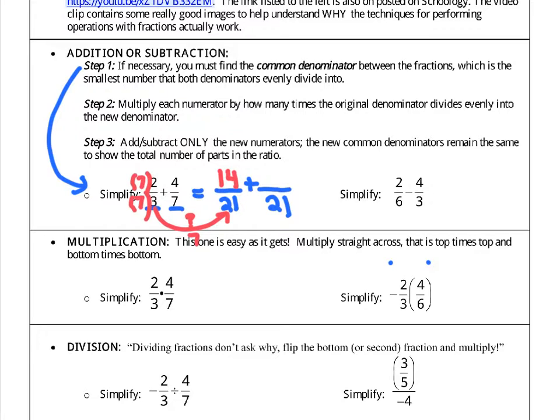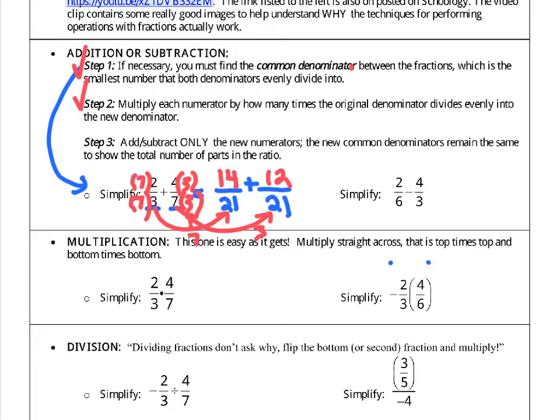And when we look at the 4/7, how many times does 7 go into 21 evenly? Well, the answer is 3. So we are now going to multiply the numerator and denominator of that second fraction by 3. This is where we will get 12 over 21. At this point, both steps 1 and 2 are complete.